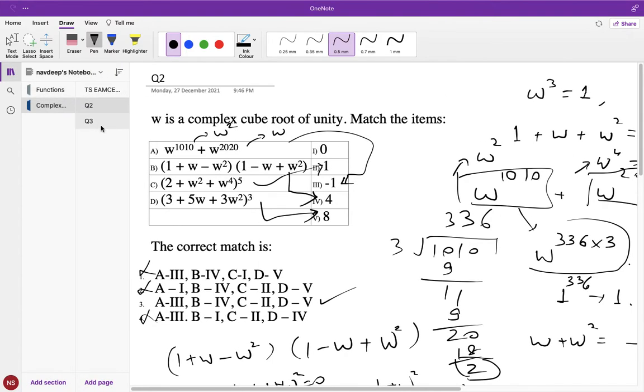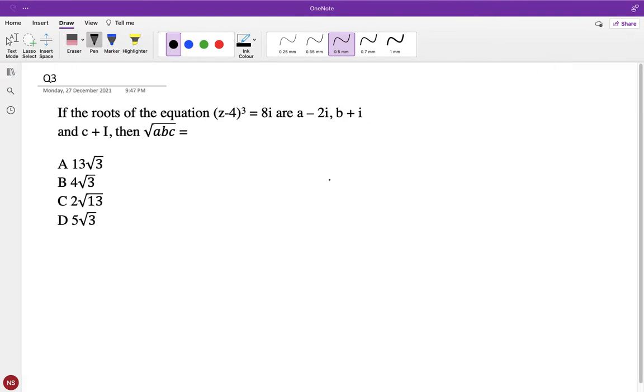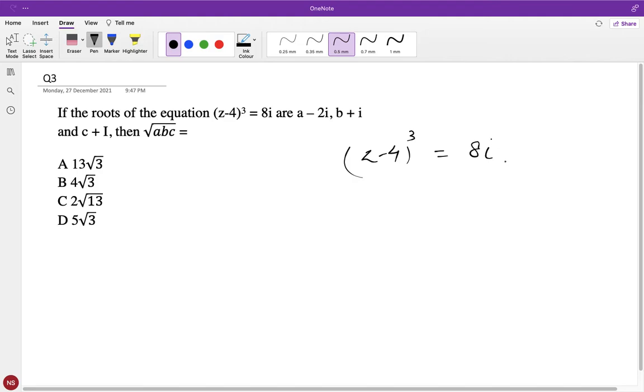Let us look at the last problem. If the roots of the equation z minus 4 whole cube is equal to 8 iota are a minus 2 iota, b plus iota, and c plus iota, this is small i, sorry, then square root of abc is this. So this is cube, right? So I want to write this in cube as well. So can I write it like this? Minus 2 iota whole cube.